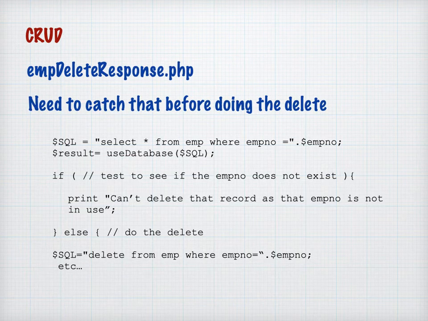It would look sort of the same. What we would do is we would get that emp number from the form, and again, we test for it. So we look in the database table to see if someone already has that emp number. Now, in a way, this is the other way around from emp insert response. We test to see if that emp number does not exist. If it doesn't exist, we can't delete it. So we could say something like, can't delete that record. That person doesn't exist. It's not in use. Again, wrapped up in an if statement. If the number is actually there, then we can do the else bit. We can do the delete, and that's where the rest of the code would fall.